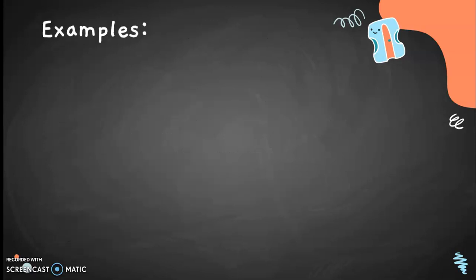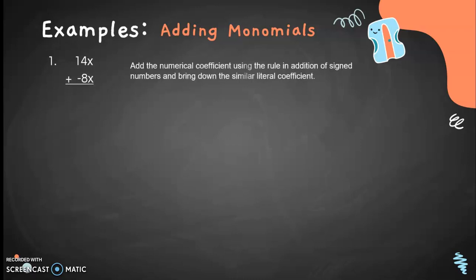Okay, so let's have an example. Here, we will first do the addition of monomials. So, we are going to add first algebraic expressions with one term. Monomials. Okay, so number 1, 14x plus negative 8x. So, what we will do is add the numerical coefficient, the number, using the rule in addition of signed numbers or addition of integers. I hope you can still remember adding integers.